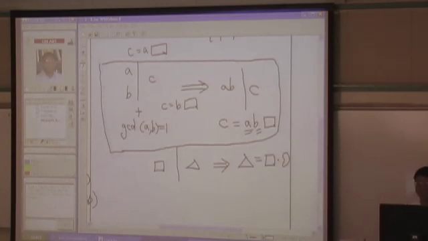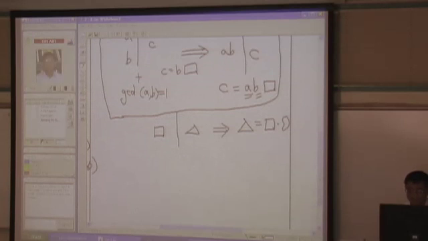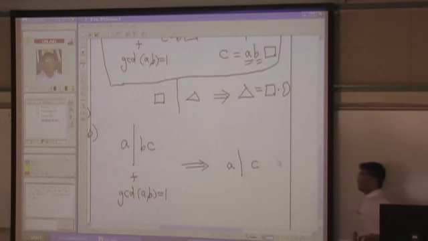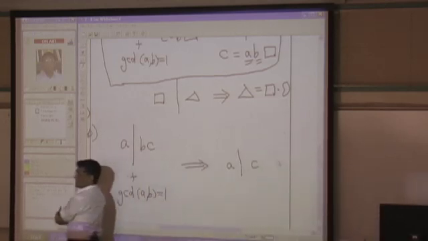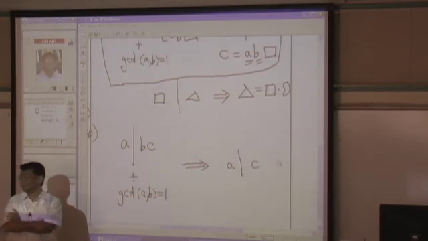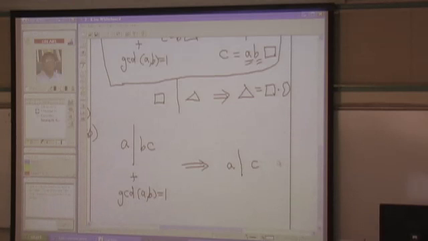The next thing is similar. If A divides BC with the condition GCD of A and B equals 1, then A divides C. What about the other direction? Is it trivial or not? Like the previous case, the other direction is too trivial, so we don't even consider it. Do you follow me or not? If you want to verify it, you should translate this into equality language, and you will clearly see that the other direction is too trivial.